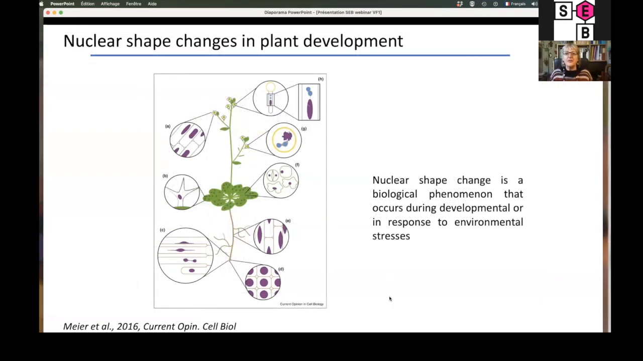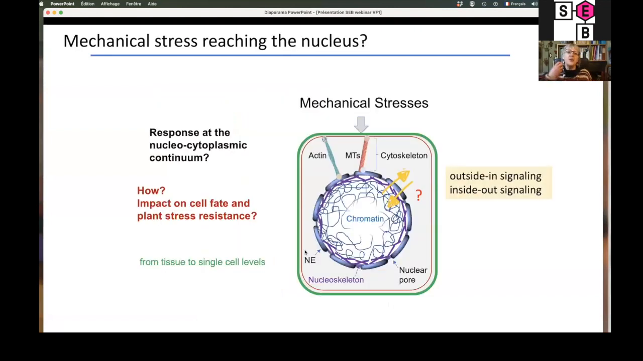So it seems that nuclear shape change is a biological phenomenon that occurs during development and in response to environmental stresses. So what we are interested in is: what is the response to the mechanical stress reaching the nucleus?